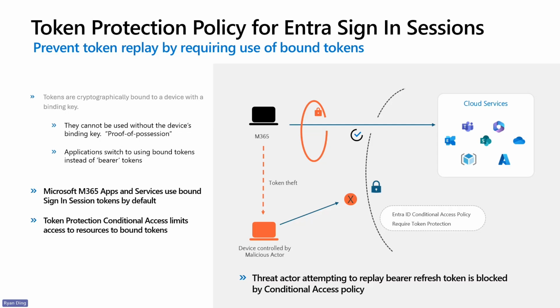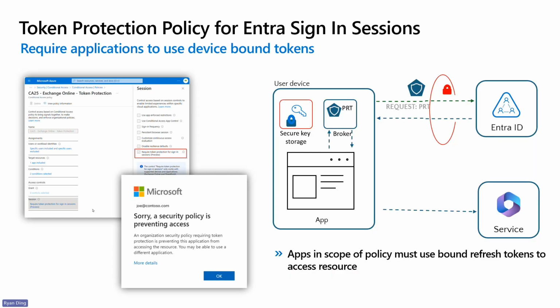But with Entra ID token protection, we are moving away from these bearer tokens and switching to bound tokens, right? Where the application is actually looking for proof that the token was issued and bound to the device that we're trying to connect from. So this is a control that you can simply turn on by going to your session controls in conditional access.